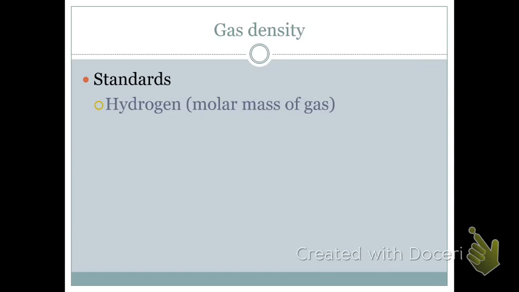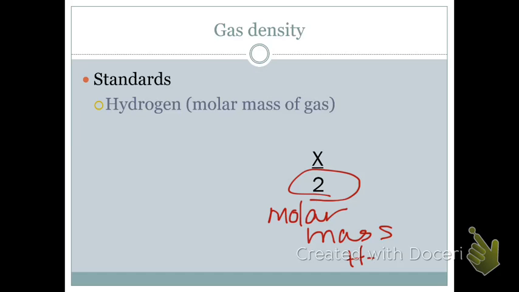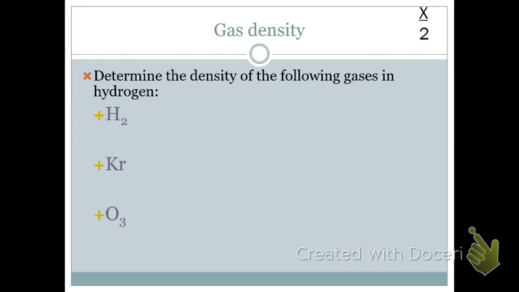So let's look at the first standard, for hydrogen. The standard for hydrogen is that whatever the molar mass of a gas is, we're going to divide that by 2, because the molar mass of hydrogen is equal to 2. So we're doing a comparison, or what we call a ratio. Let's look at some gases. Hydrogen itself, in the presence of hydrogen, is going to be 2 divided by 2, which is equal to 1. That means it would hang suspended.